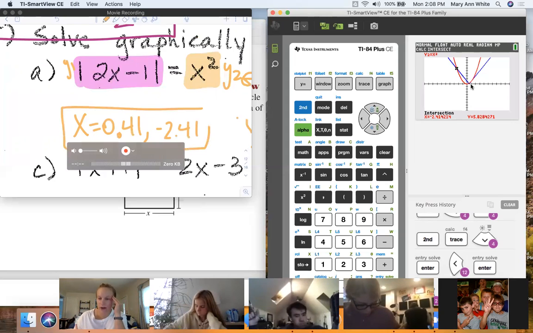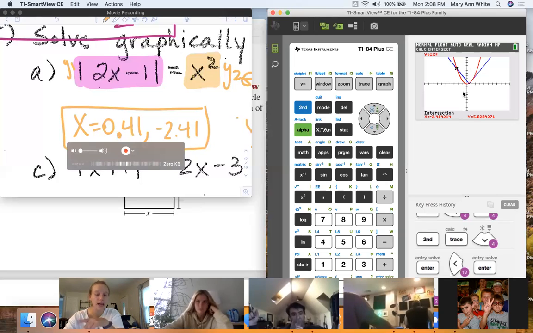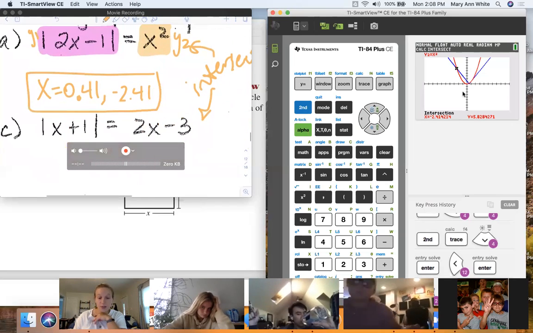And just from experience, I know that there's no more over here. You could try again if you thought that there was more than one intersection. I know there's not, so we're not going to waste time doing that. Okay? Let's do letter C because it's also an intersection. So let's do letter C together and then we'll do the zeros.